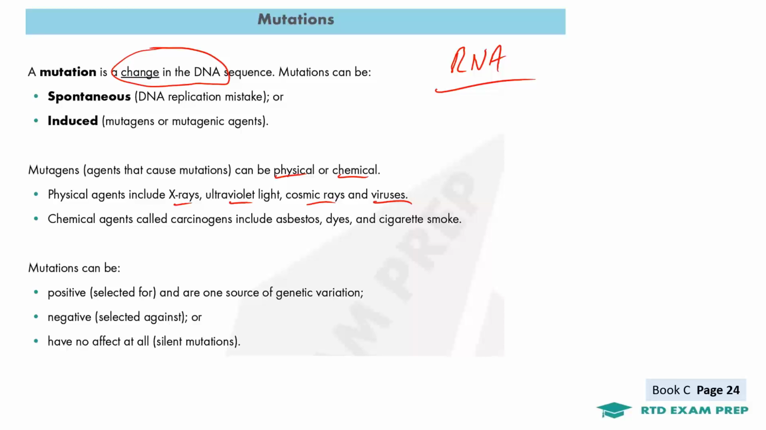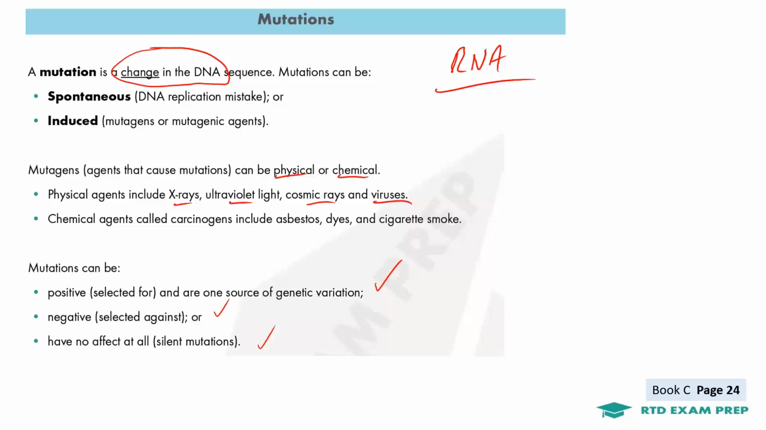smoke, paint fumes. And the key thing is mutations are actually important too, because they allow us to change and add genetic variation. They can be positive or they can be negative. And sometimes they're just silent.